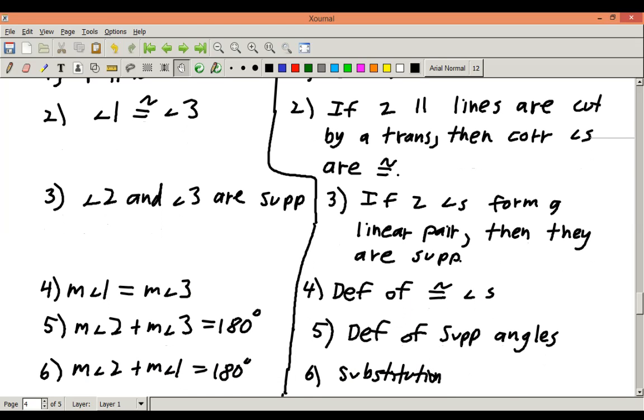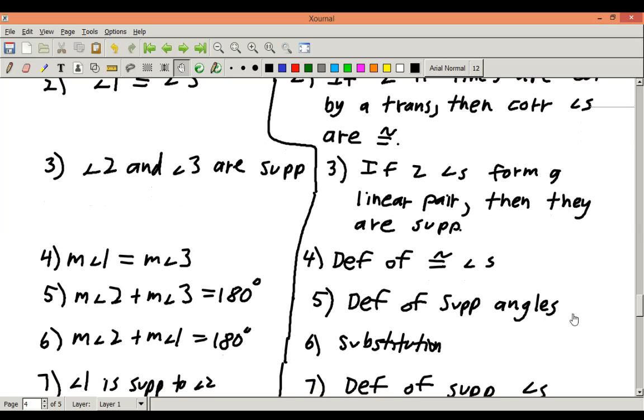Statement number 5 says the measure of angle 2 plus the measure of angle 3 is 180 degrees. That follows directly from statement number 3, which said those same two angles were supplementary. So by definition of supplementary angles, we can say that the measure of angle 2 plus the measure of angle 3 is 180 degrees. Okay, now look at statements 4 and 5. Take these together. All right, so in statement 6, we say the measure of angle 2 plus the measure of angle 1 is 180. It's the same thing as the equation directly above it, except angle 3 got replaced by angle 1, so that's substitution.